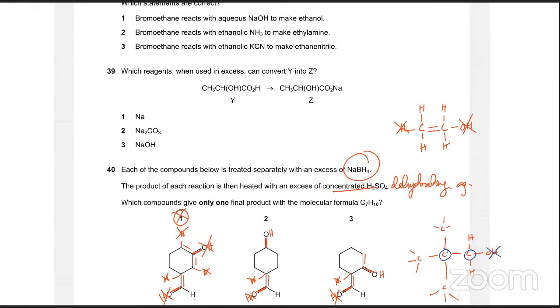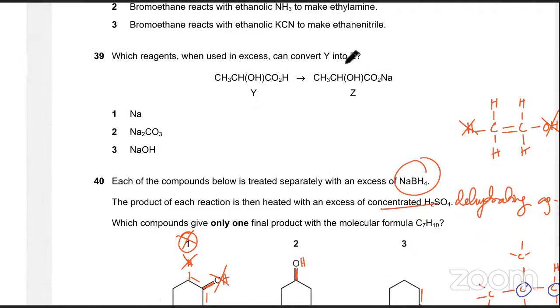The next one is, how do you convert Y into Z? So what's Y and what's Z? Y is this tricky question. Should you react sodium with it? A carboxylic acid turns into a sodium salt. Will the reaction happen? Yes. It will happen, but option one is wrong. Why is it wrong? It's going to happen with sodium, but why is one wrong?